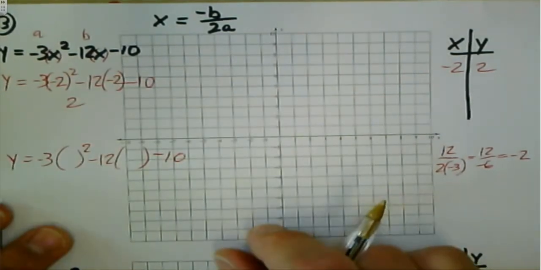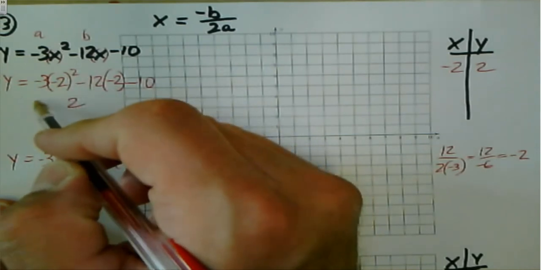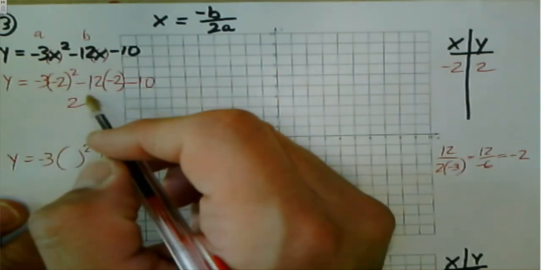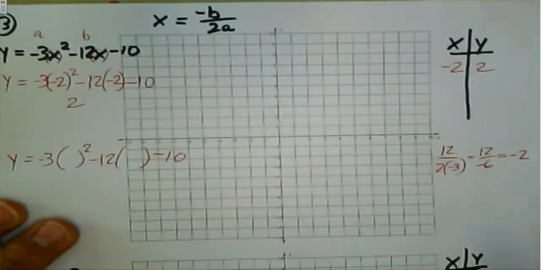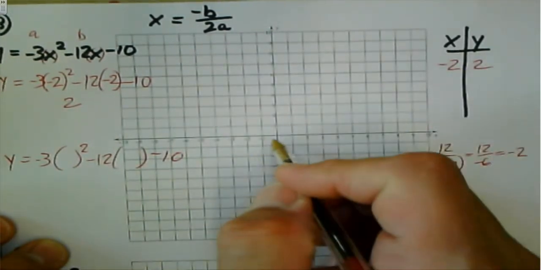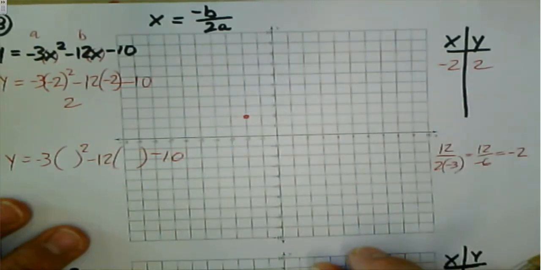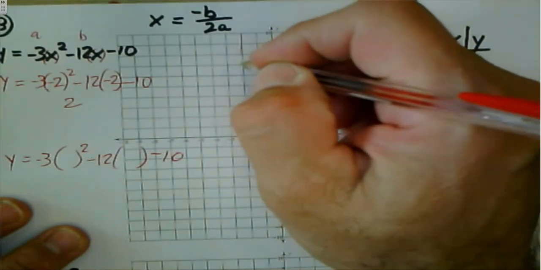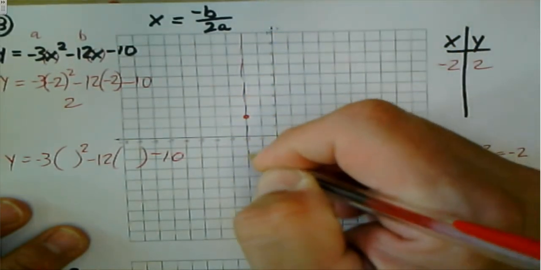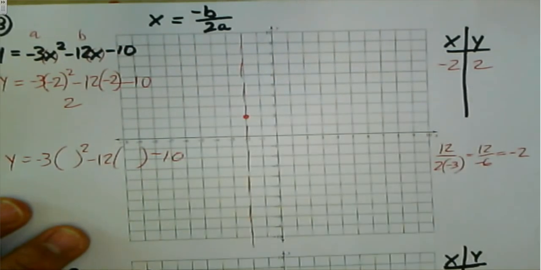You guys here, use the calculator. I'm fine with that. Otherwise, you have to do the square first, which would give you 4, and then you'd have to do negative 3 times 4, and then negative 12 times 2, and all that. So we go to negative 2 and 2, which is right here. That's our vertex. That's also our axis of symmetry. Our axis of symmetry is that negative 2. That's why I draw a line there.